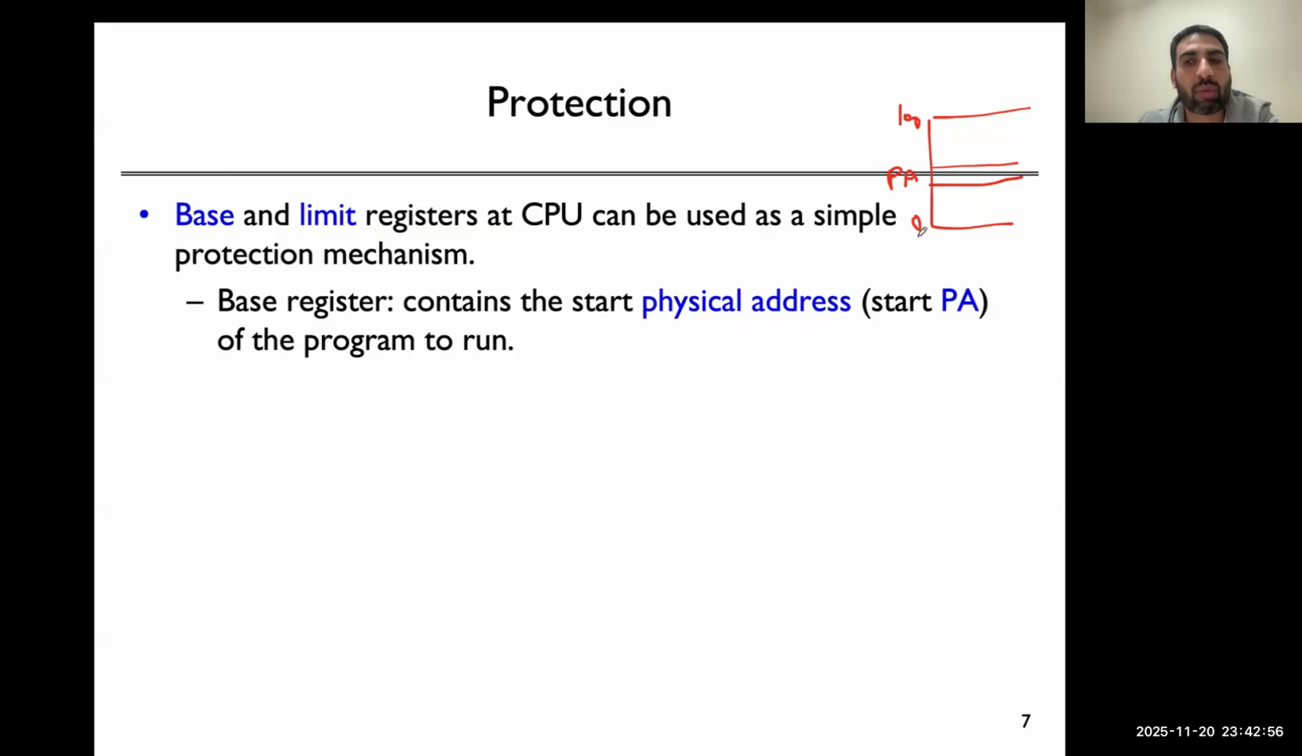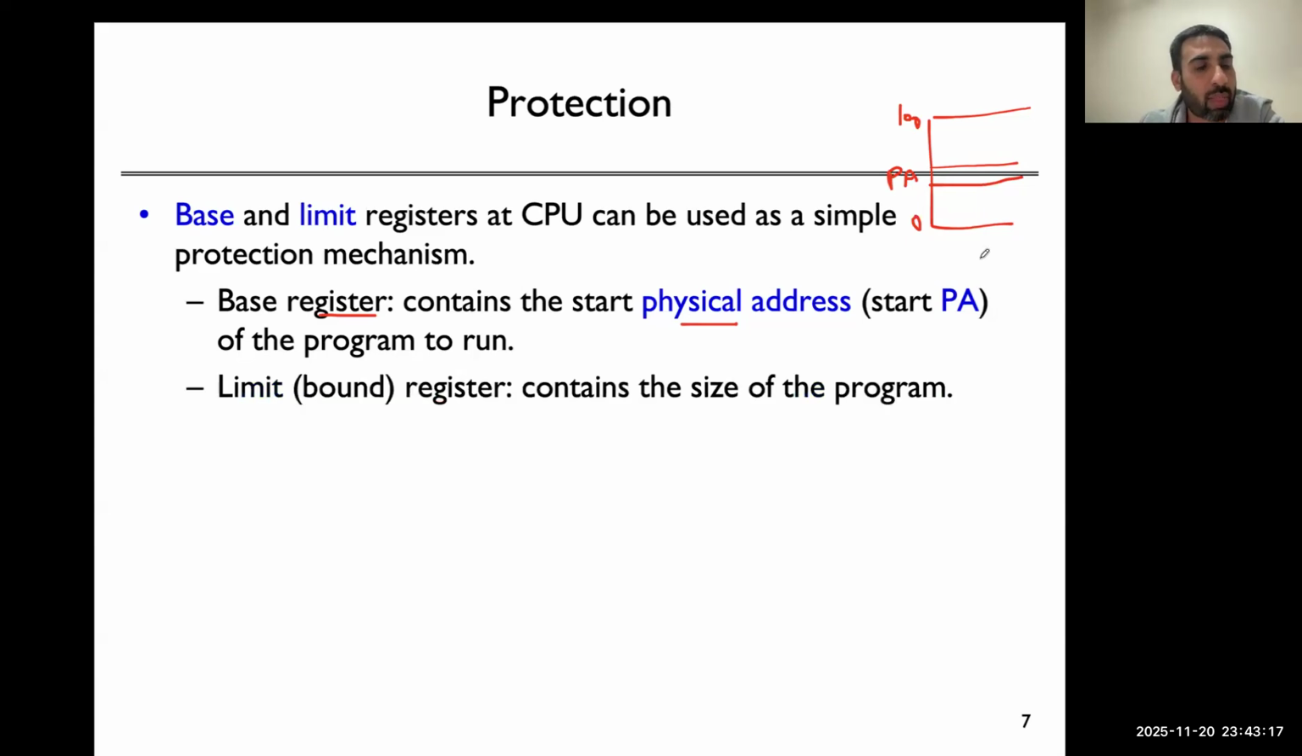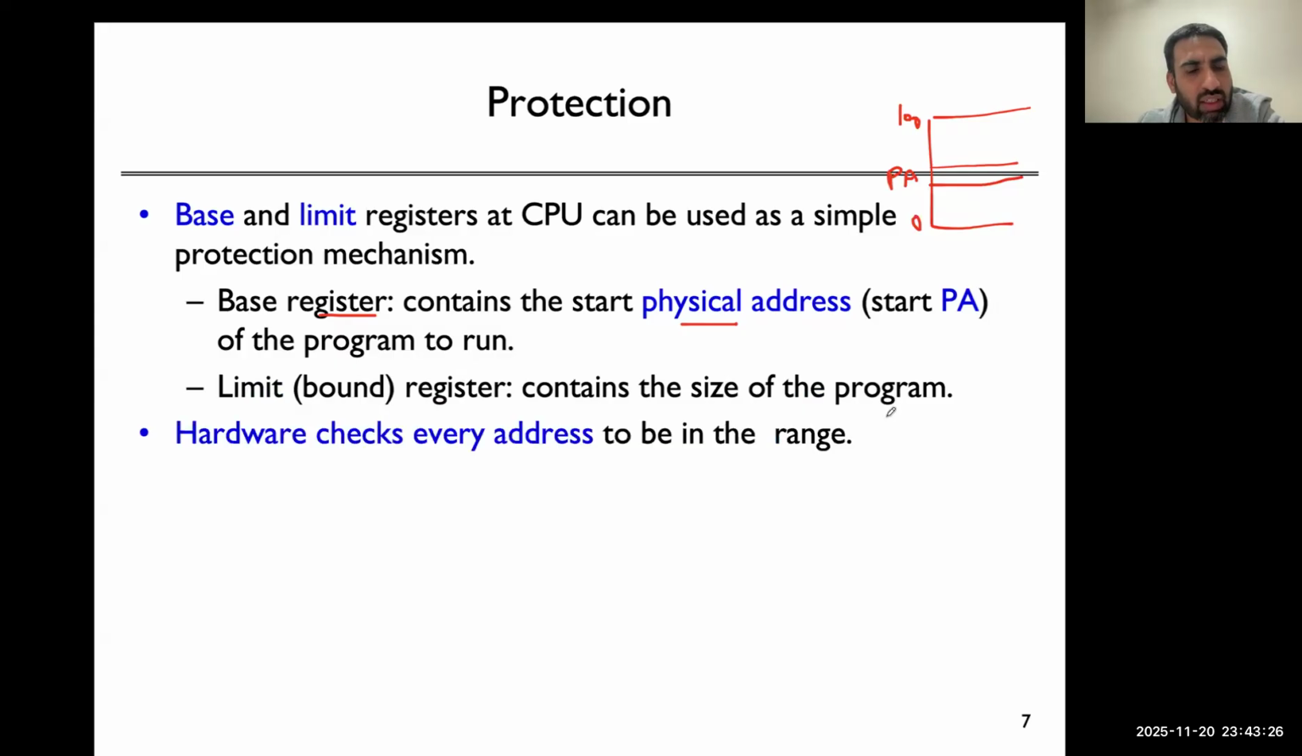So suppose you have a memory which has addresses from 0 to 100. Each of those addresses is a physical address because it actually identifies a location. So in the base register, what we do is contain the starting physical address of the program to run. So it is basically the first address of the first instruction in the program, right? And the limit or bound register contains the size of the program, right? We have a figure in the next slide, so it will become clear.